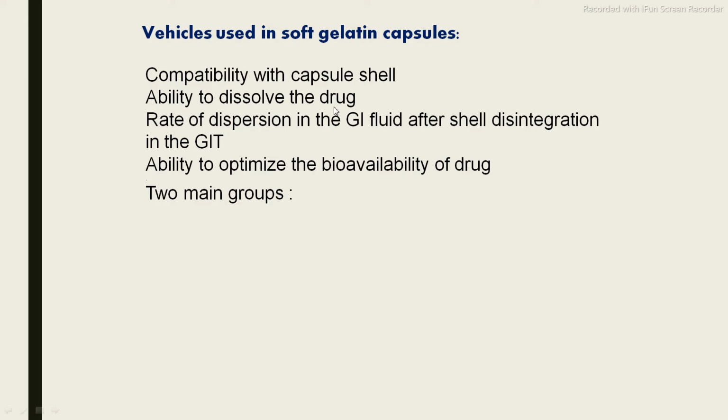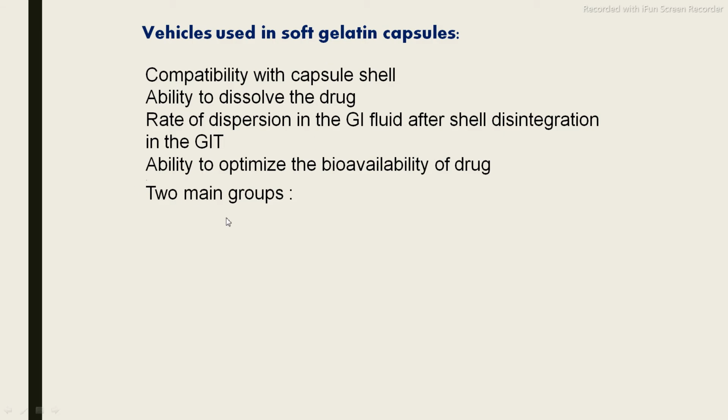Next, it must have the ability to dissolve the drug. Rate of dispersion in GI fluid after shell disintegration in the GIT. Rate of dispersion means after what period your gelatin shell will get dissolved in the GI fluid. It will take about 10 to 15 minutes at maximum to get dissolved. And ability to optimize the viability of the drug. So these are the four basic requirements of the vehicle. First, compatibility. Second, ability to dissolve the drug, then rate of dispersion in GI fluid, and last, ability to optimize the viability of the drug. So these are the four basic requirements of vehicles used in soft gelatin capsules.